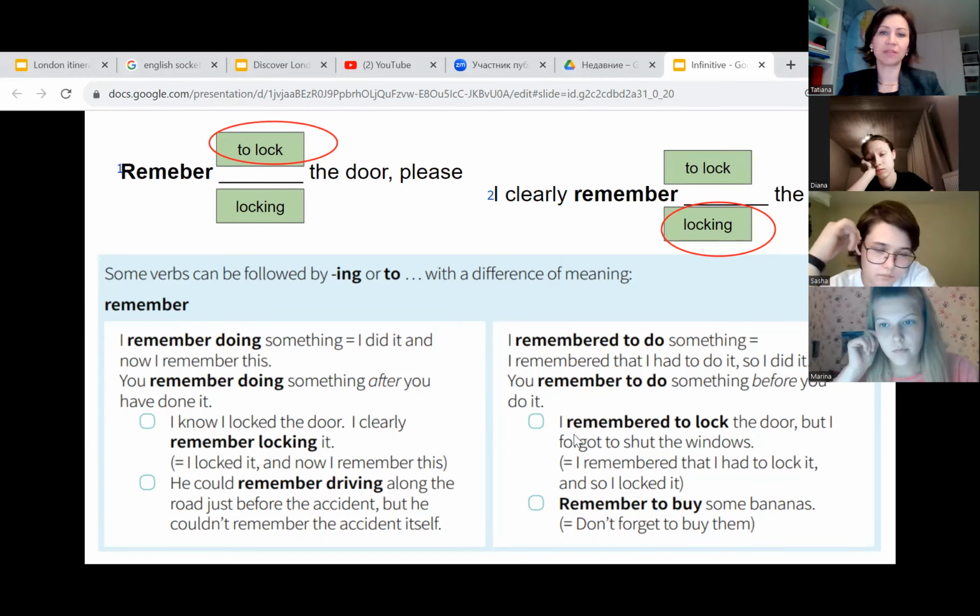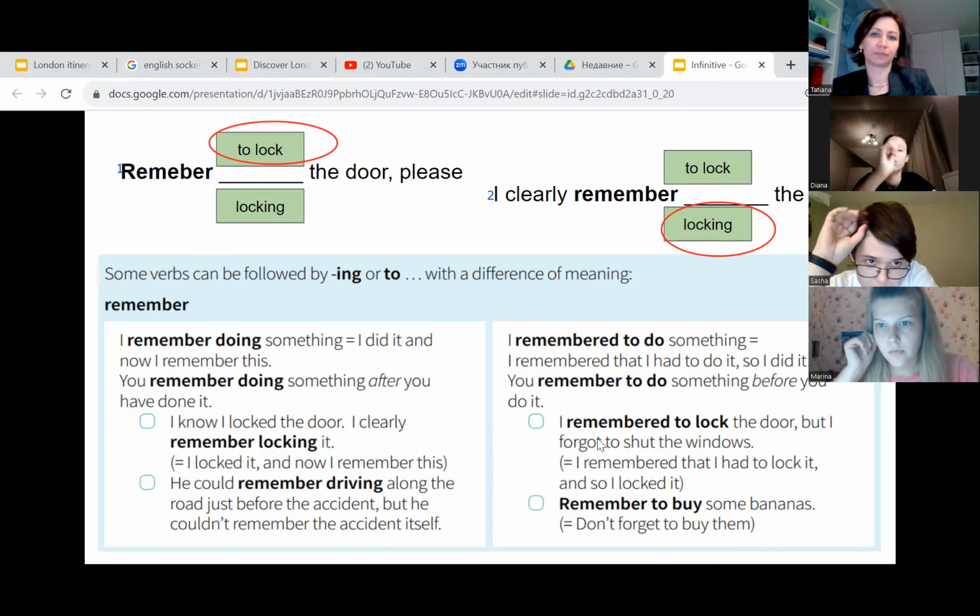All right, would you translate this into Russian for me? I remembered to lock the door, but I forgot to shut the windows. Sasha.